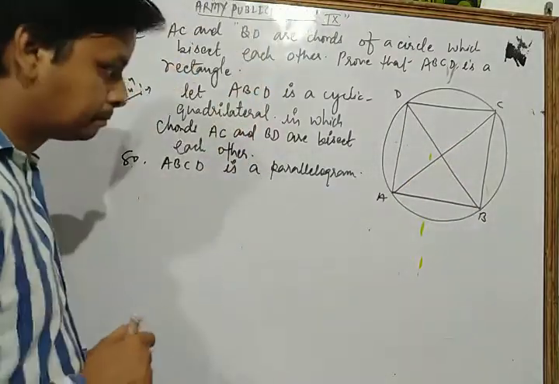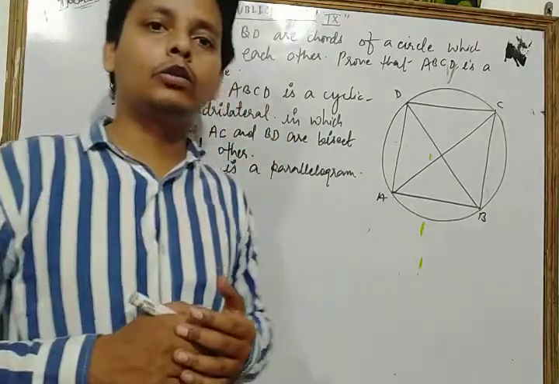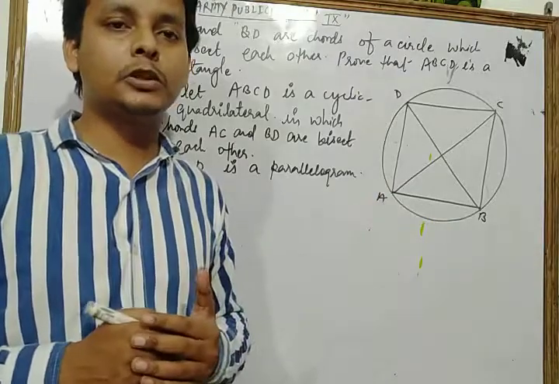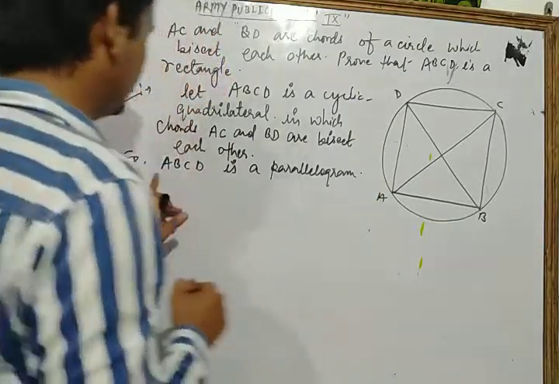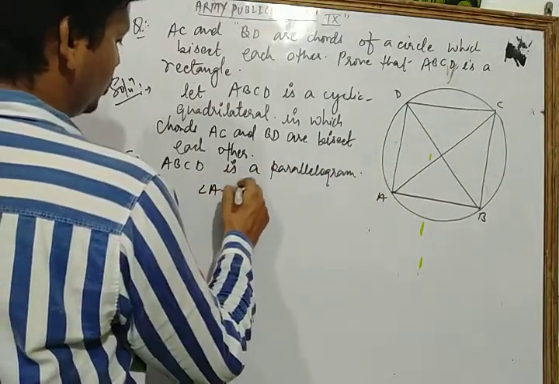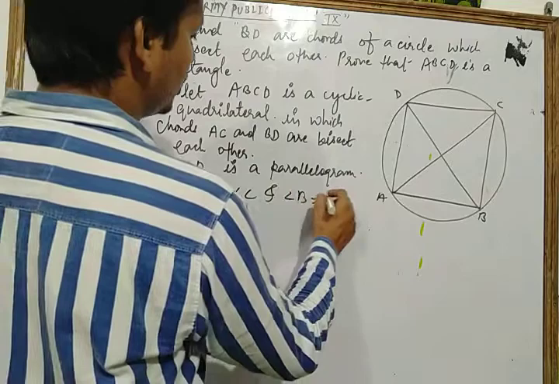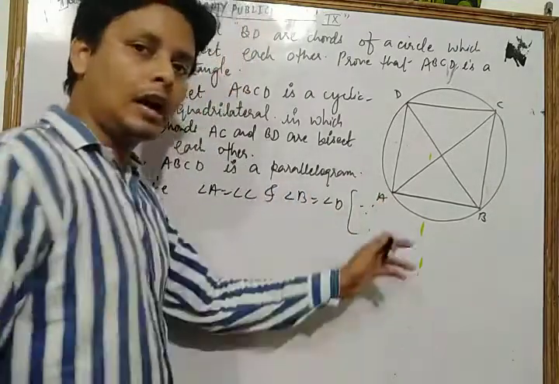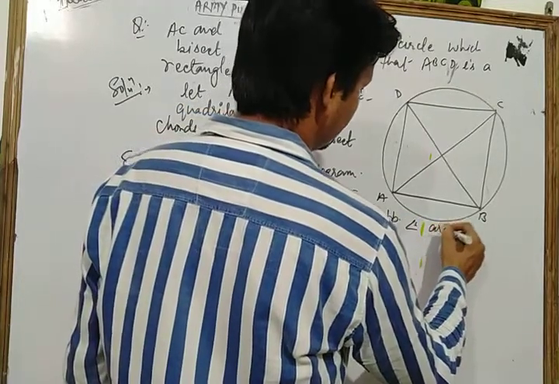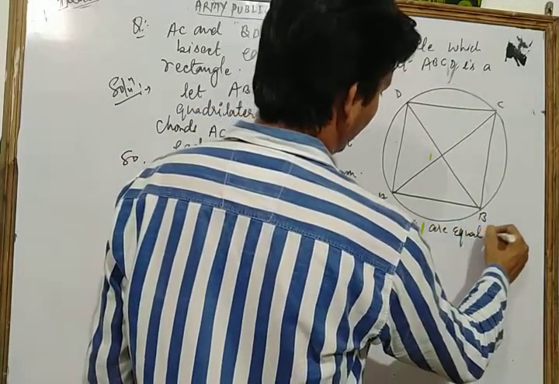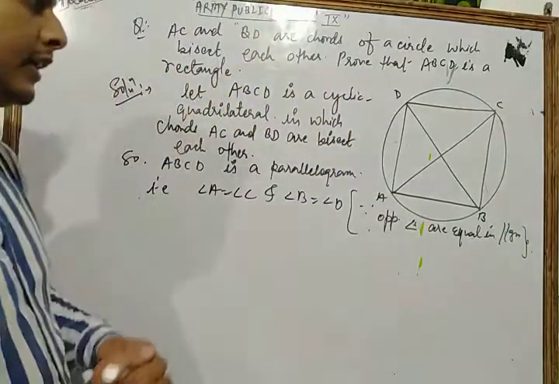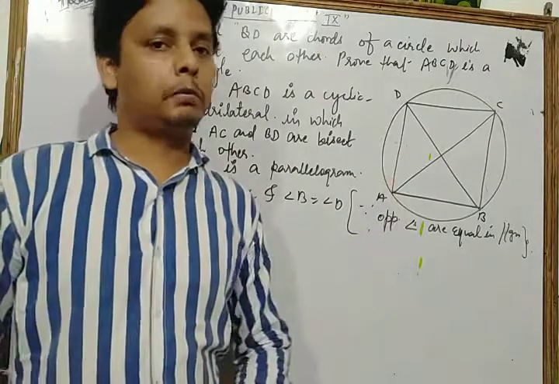Now dear students, we know the property of a parallelogram: if ABCD is a parallelogram, then its opposite angles must be equal to each other. So angle A is equal to angle C and angle B is equal to angle D, because opposite angles are equal in a parallelogram.